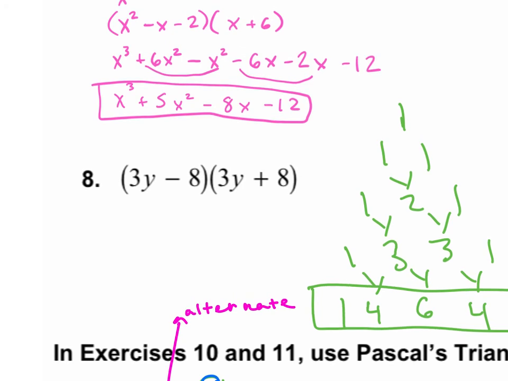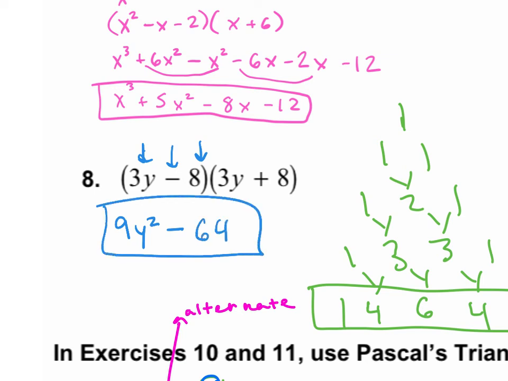Number 8. Anybody remember the little trick we can do when we have the same number multiplied? What do we do? So we square the first one minus the square of the second. So what's the first one squared? Then minus, and then what's the second one squared? 64. So this would be our answer.